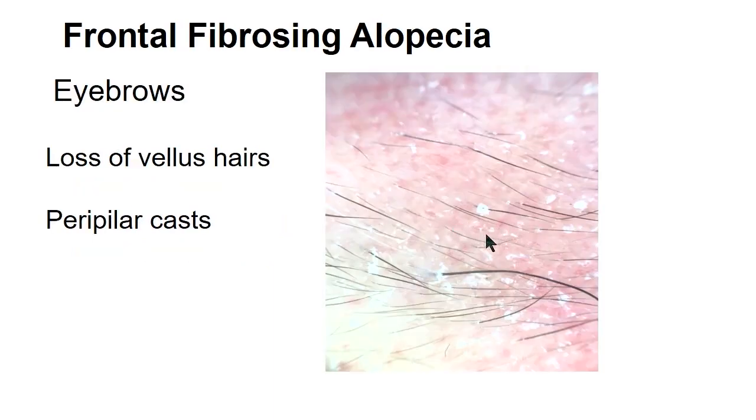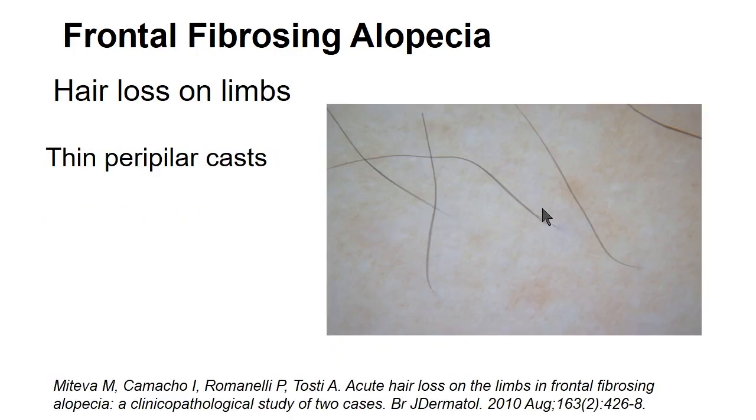And you see the same features in the eyebrows. You see the peripilar casts. And you even see them in the body hair, because these patients also lose hair in the arms and in the legs. And if you look with your dermatoscope, you can see casts surrounding the few remaining hair.